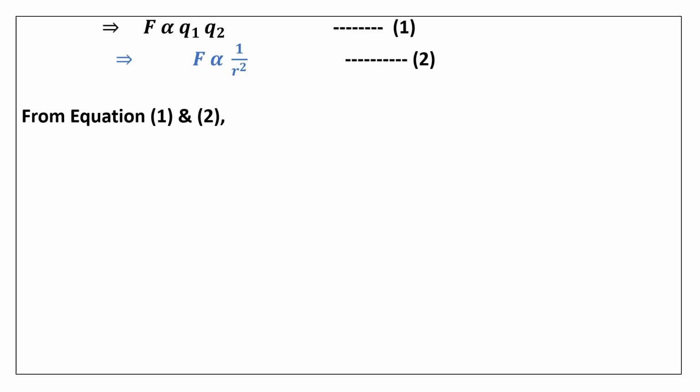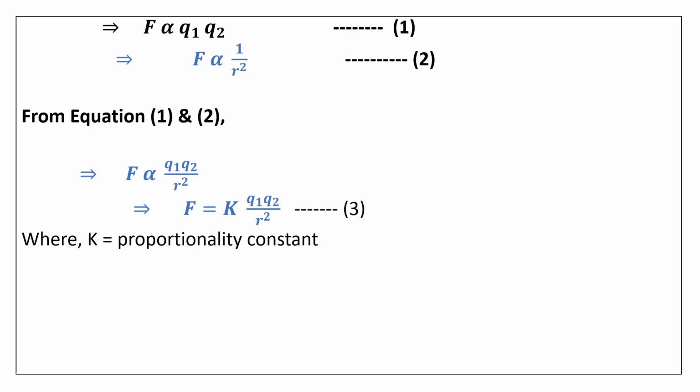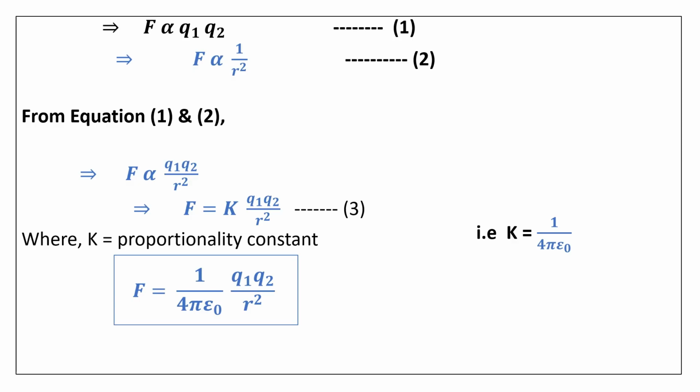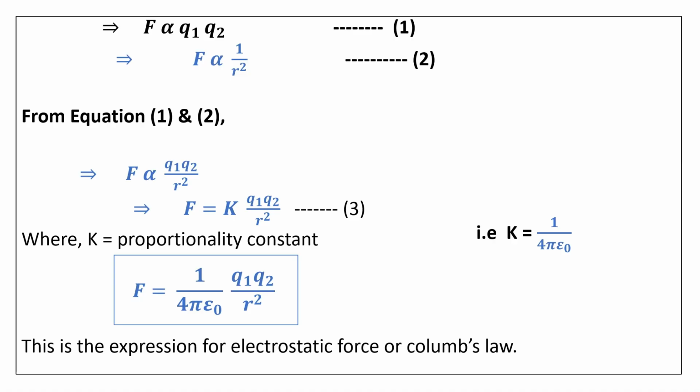From equations 1 and 2, F is proportional to Q1Q2/r². After removing the proportionality, we get F = K Q1Q2/r², equation 3, where K is the proportionality constant, that is K = 1/(4πε₀). On substituting K in equation 3, we get F = 1/(4πε₀) × Q1Q2/r². This is the expression for electrostatic force, or Coulomb's law.